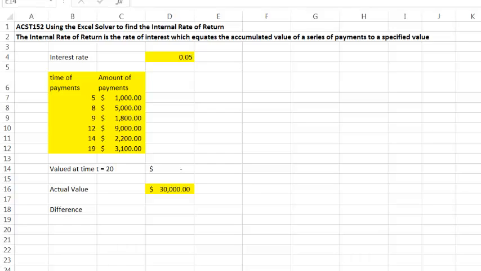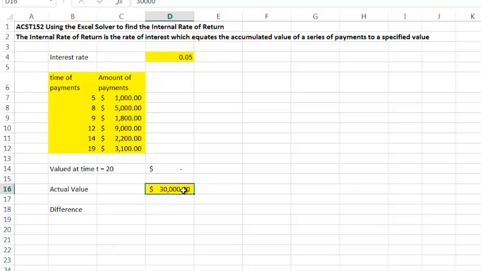So let's suppose we do this example. We know that we've made these payments. At time 5 we paid 1,000, at time 8 we paid 5,000, at time 9 we paid 1,800, at time 12 we paid 9,000, at time 14 we paid 2,200, and at time 19 we paid 3,100. Now we know the value in our account at time 20 is actually equal to 30,000, and we want to know what was the interest rate that we earned on those payments which produced the accumulated value of 30,000.